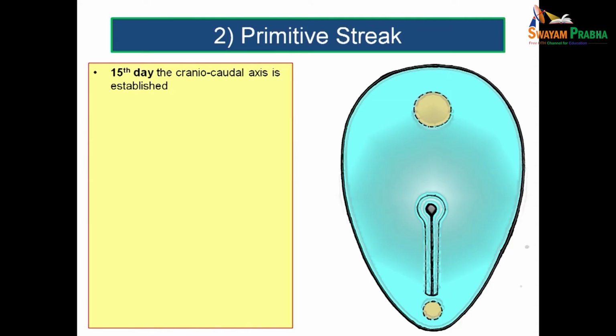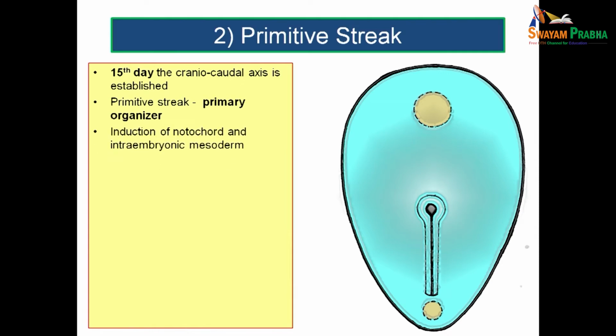But what happens during the third week is, by the formation of this primitive streak, it establishes a cephalocaudal axis. So, if you see the formation of the primitive streak, yes, by then we can say that this is going to be the caudal end of the embryo and the opposite end is going to be the cranial end of the embryo. So, the primitive streak is considered as the primary organizer.